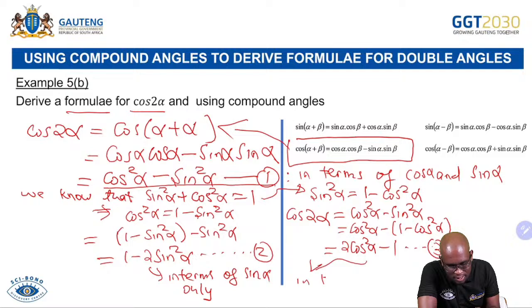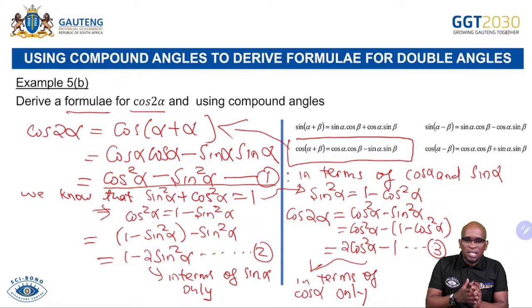This one is in terms of cos alpha only. So these double angles for the cosine can be written in terms of both the cosine and the sine, or in terms of sine only, or in terms of cosine only. Right, we move on from this.